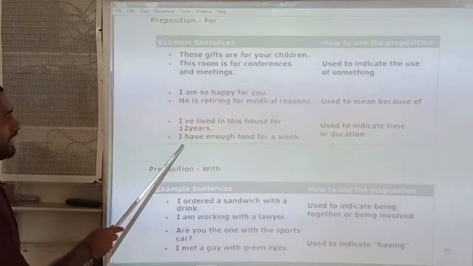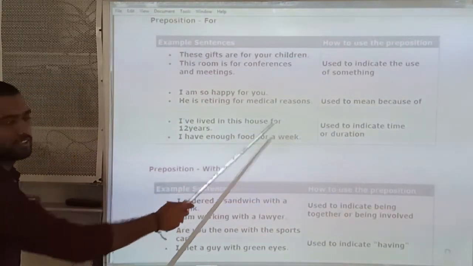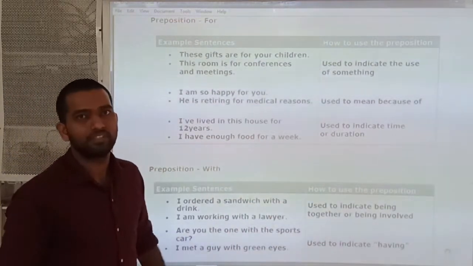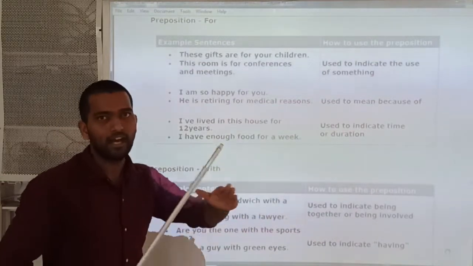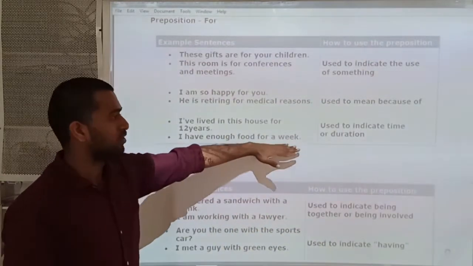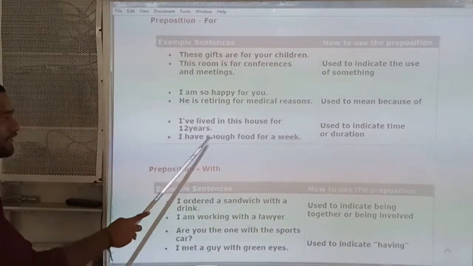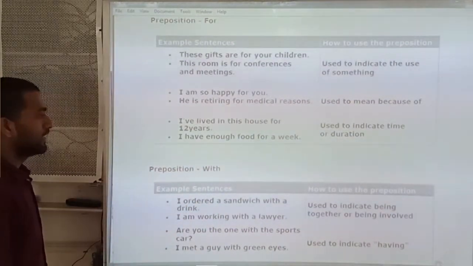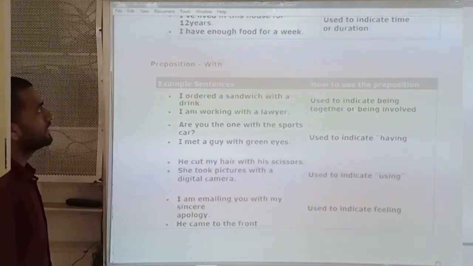Next, I have enough food for a week. Week is not an exact specified time. It is a certain period, or we can say the duration of time. So here we use the preposition for. Next, look at the next preposition, that is with.